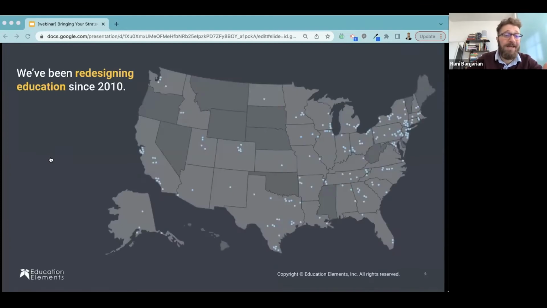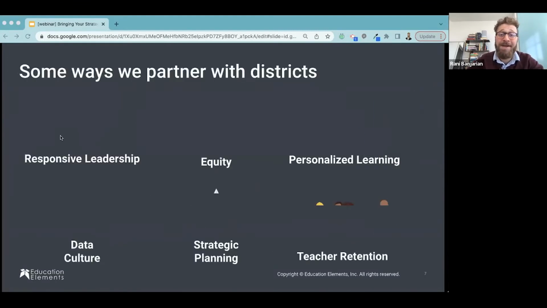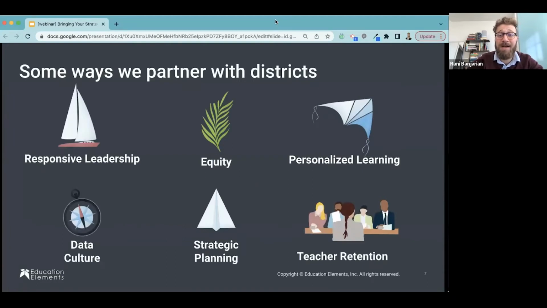We have been redesigning education since 2010, and in addition to supporting with strategic planning, design and development and implementation, we do all sorts of things, including responsive leadership. We do some work around equity, personalized learning, teacher retention, and data culture. And so if any of these things are ringing a bell in your head, potentially these are some other ways that we can support you and your district in the future.